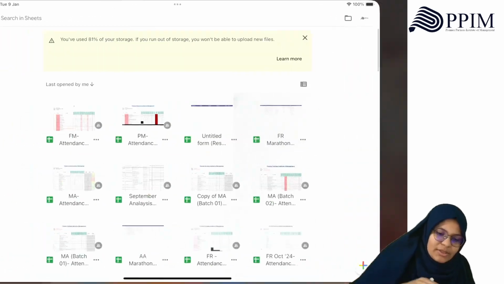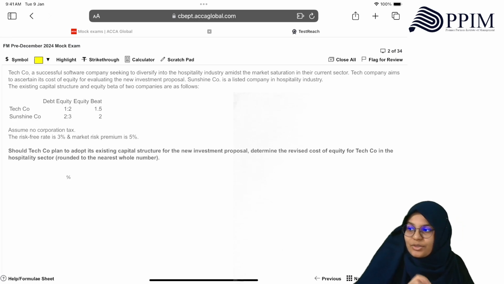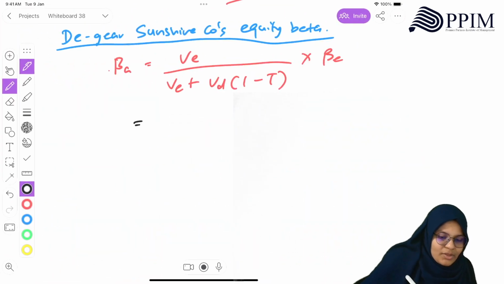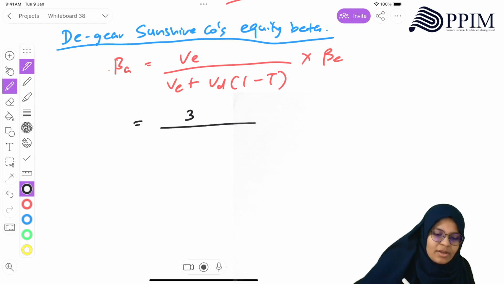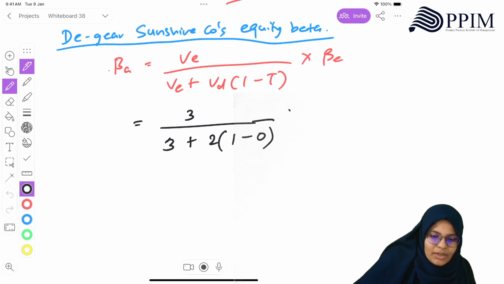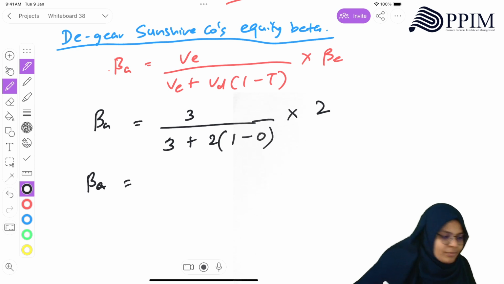Which one was 1 second? Yeah. So debt is 2, equity is 3. Okay, so be careful, don't put it the other way around. So equity is 3 over value of equity, again 3, plus value of debt is 2, times, they are telling me to ignore tax, so I can just ignore it. Okay, into the beta equity was 2, right? So that will give me beta asset, which is 1.2.